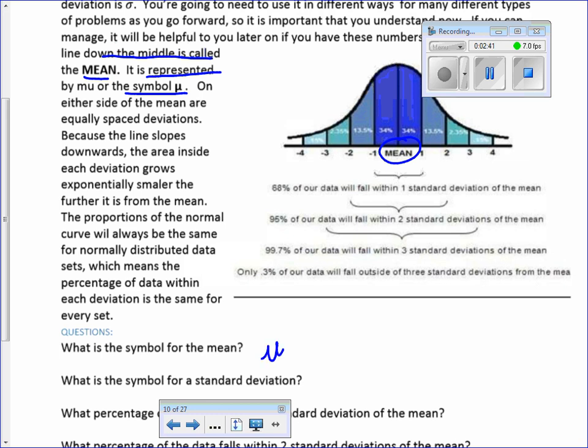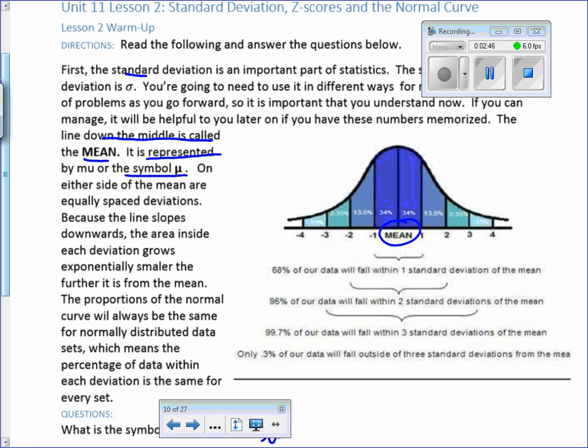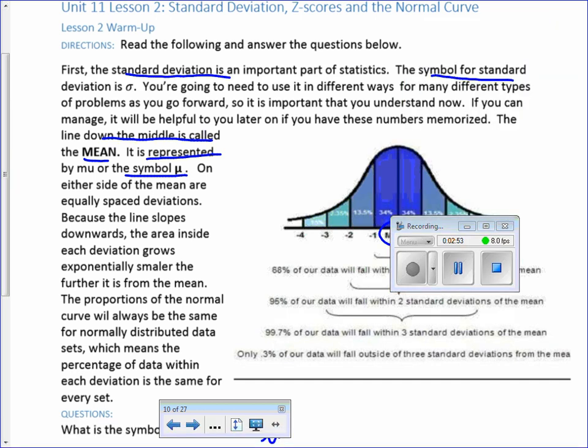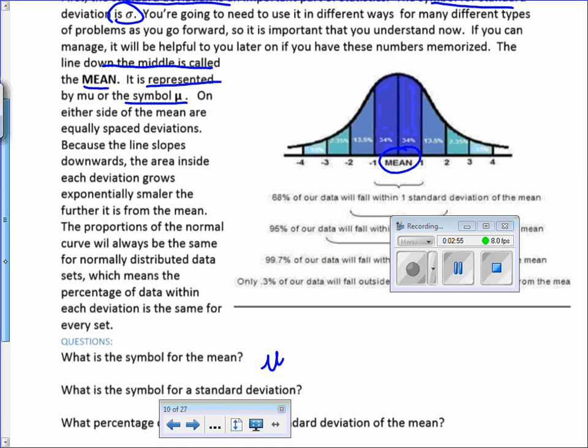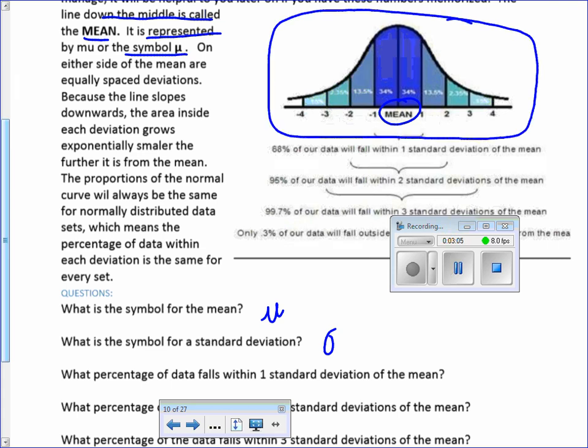Second question, what is the symbol for the standard deviation? Standard deviation is an important part of statistics. The symbol for standard deviation is sigma. So you go down and you write it, sigma. So go ahead, use this graphic to help you answer the other questions. I'm not going to fill them out for you. I think you should find the answers on your own. Pause this video for about 2 minutes and answer those questions at the bottom.